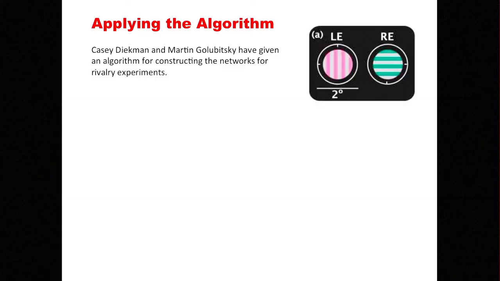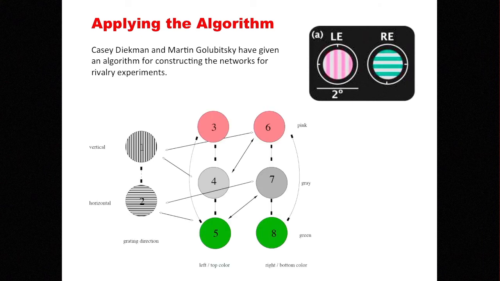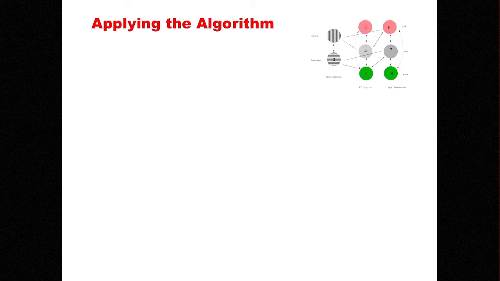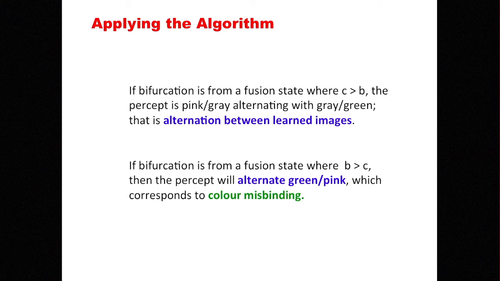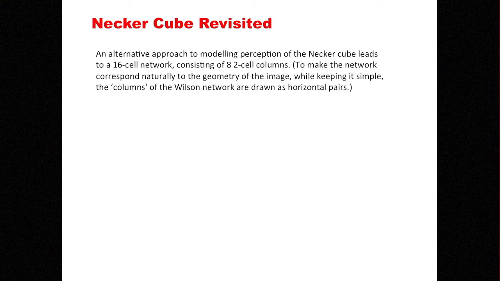Now, there is actually an algorithm for constructing these things, and the network that actually makes most sense for the colour misbinding experiment is a slightly more complicated one. I won't take you through the details. I'll just prove to you that this is there.